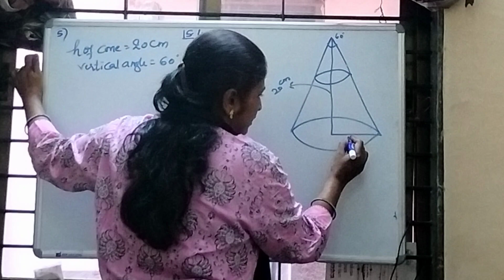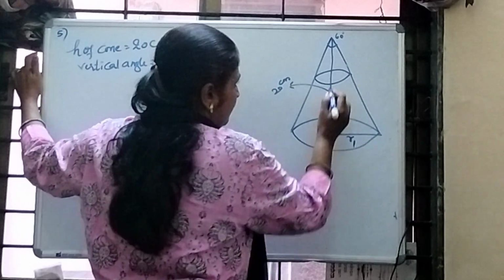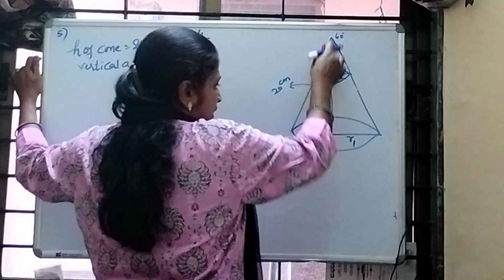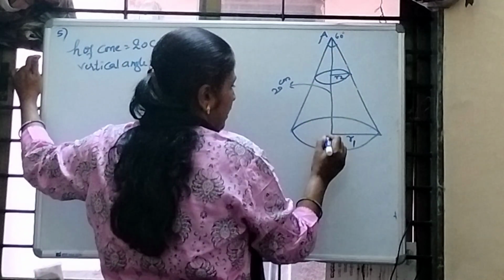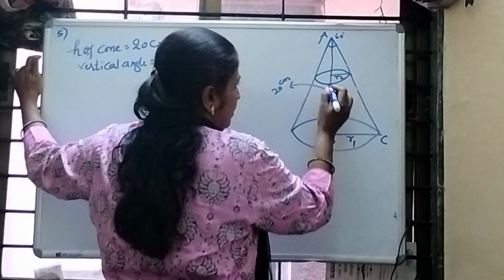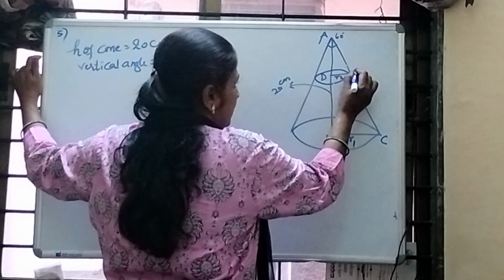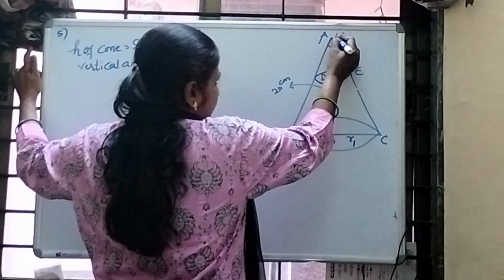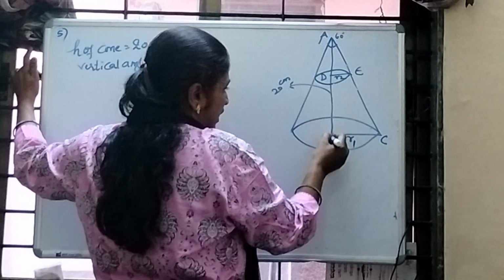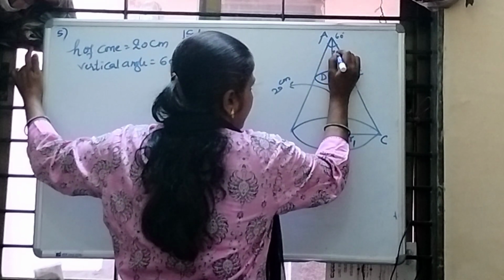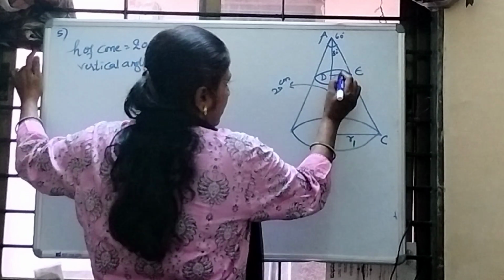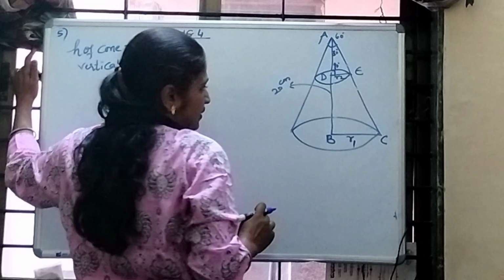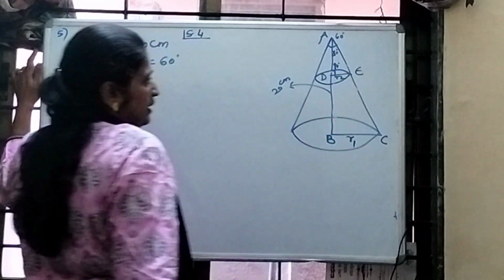As this circle is bigger, I'll take this as R1 and this as R2. For the time being, we'll name this complete triangle ABC and this small triangle ADE. If 60 degrees was there, this line is always perpendicular to the base, so this will be 30 degrees, and you already know this is 90 degrees. So 90 plus 30 is 120, and the remaining will be 60 degrees.